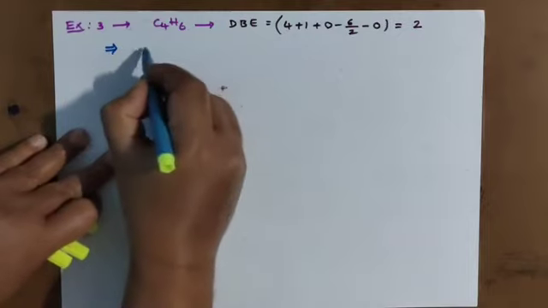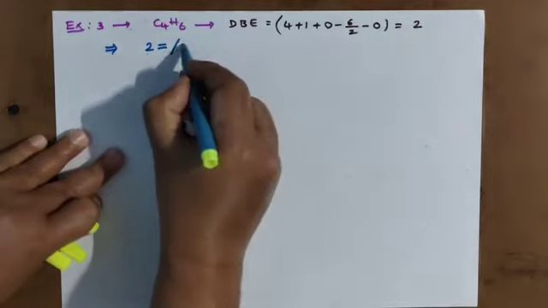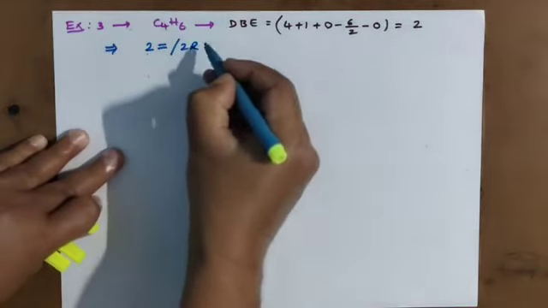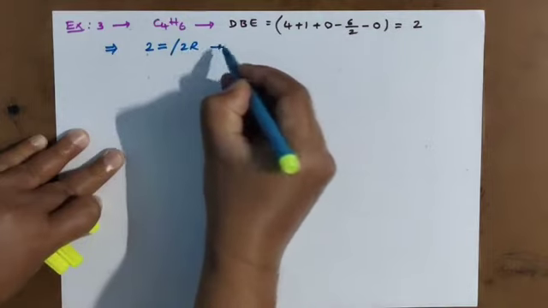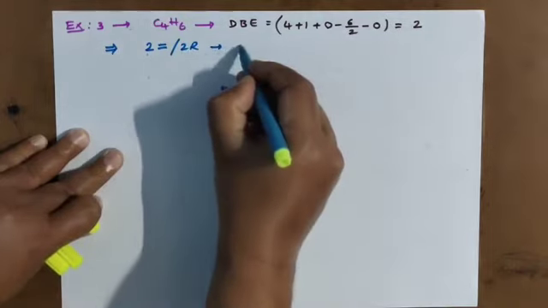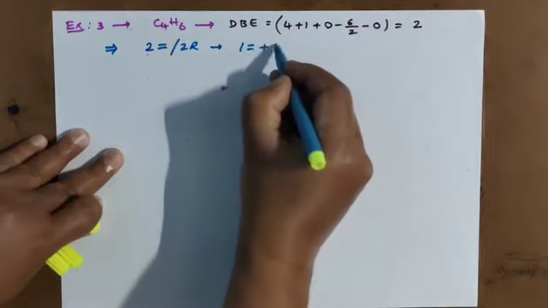You have to remember that if DBE is 2, then what are the possibilities? 2 double bonds, 2 rings, or 1 double bond plus 1 ring.